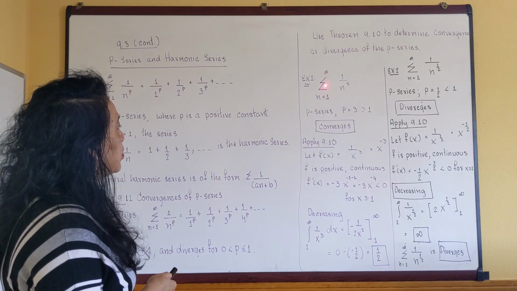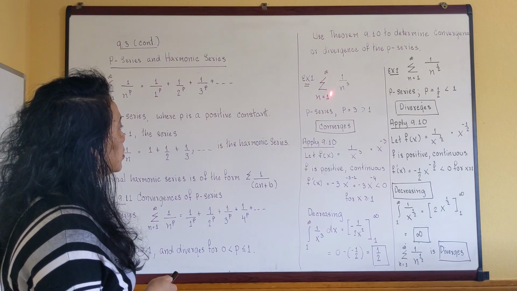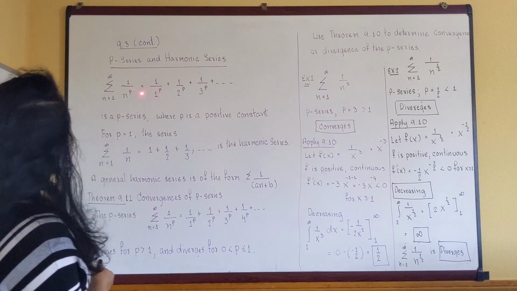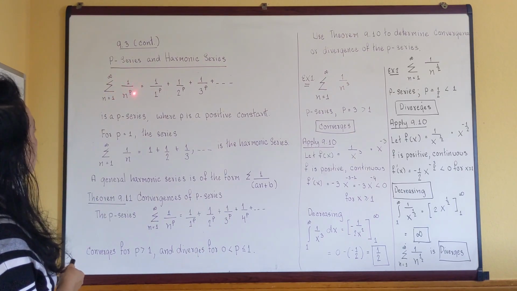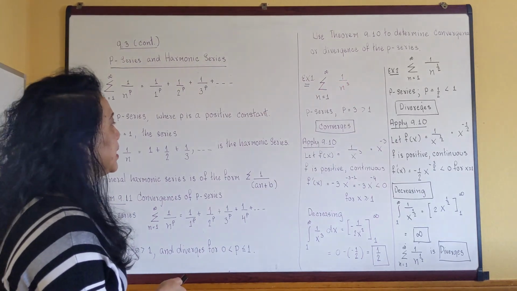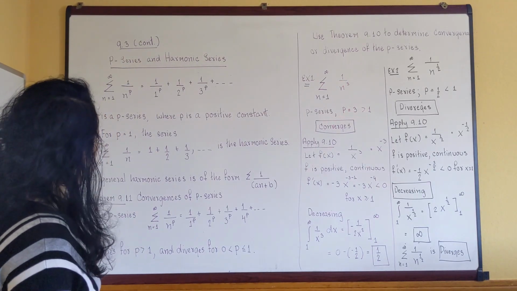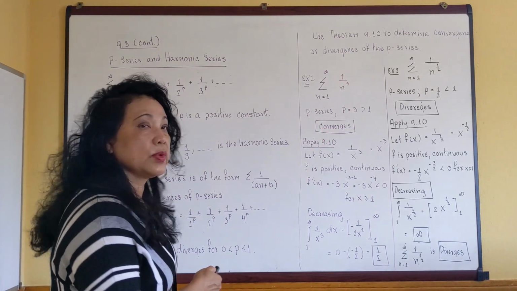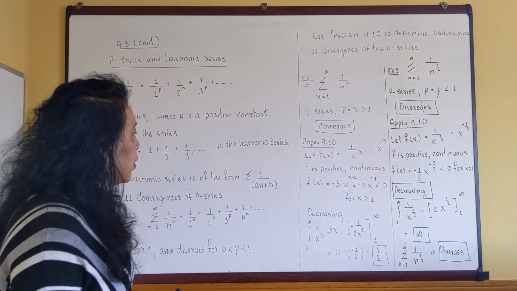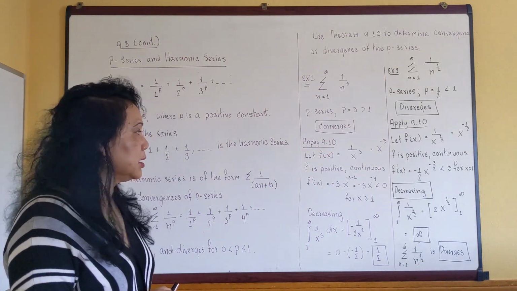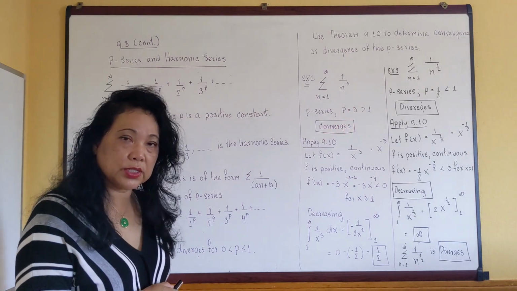The first example: sigma n equals 1 to infinity, 1 over n to the third. Look at our general form here. You can see that my P here is 3, so it's greater than 1 and it converges. We know that this series converges, but I want to apply 9.10 from the previous section to show what it converges to.